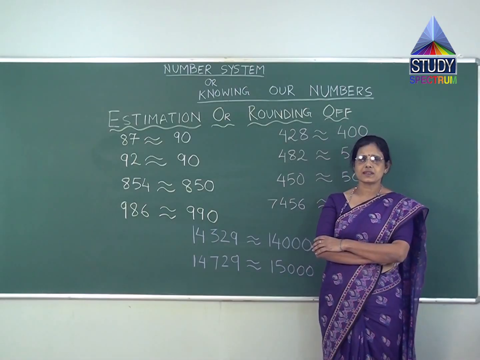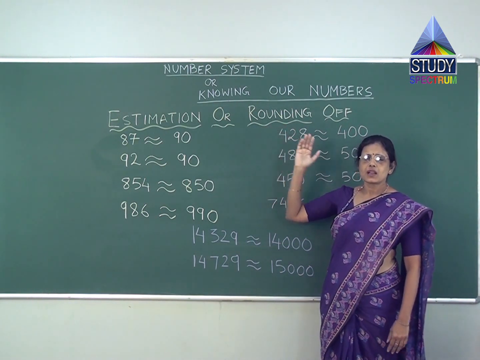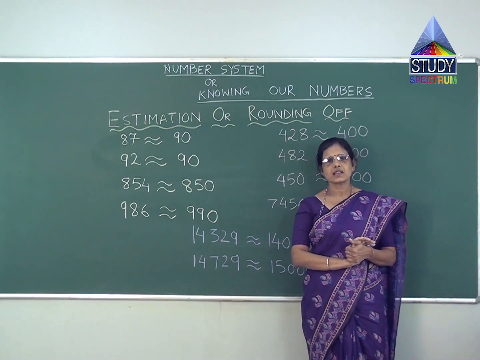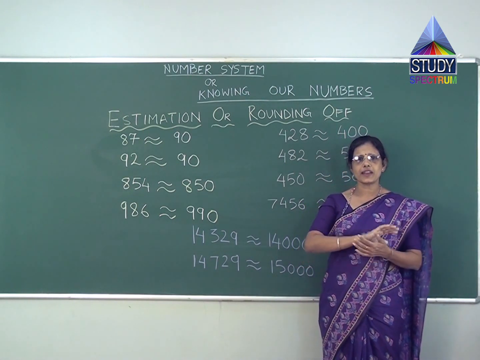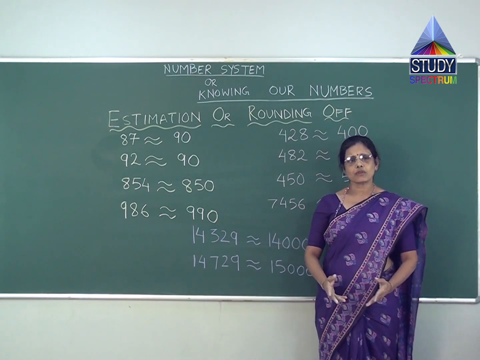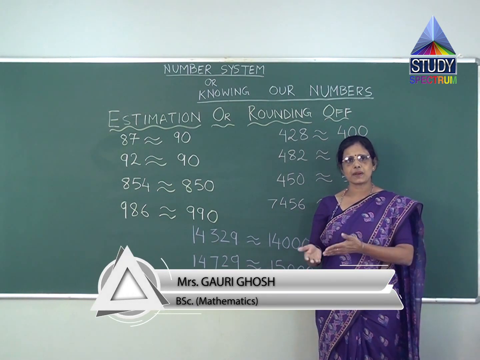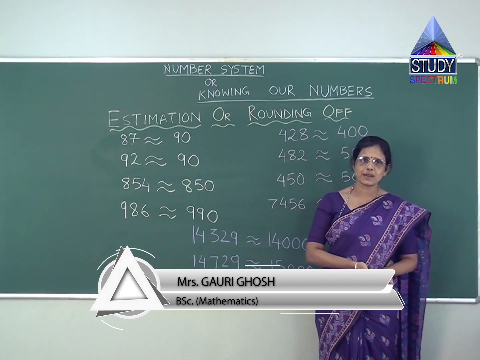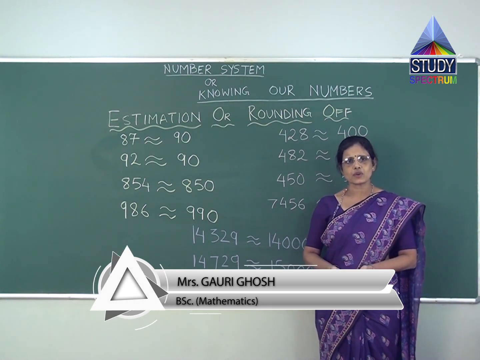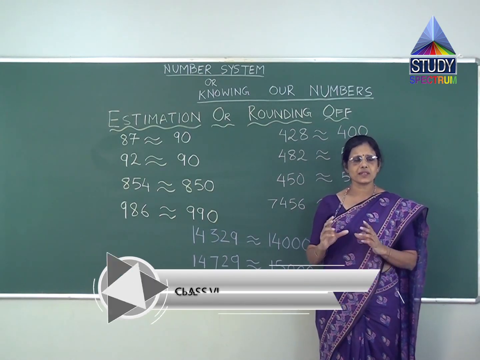Now the topic is estimation or rounding off. Now what is that estimation? Suppose I am giving you a very big number and you are confused whether it is nearby 14,000, nearby 15,000, whether it is nearby 4,000 or 5,000 or 400 or 500. So rounding off means what?